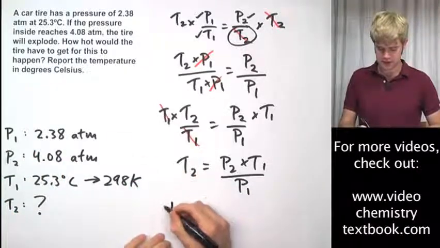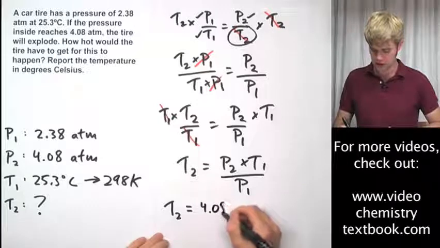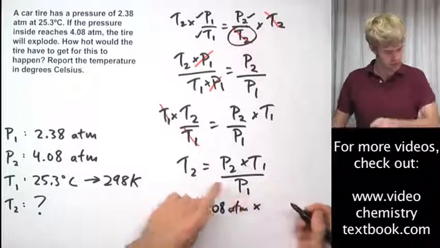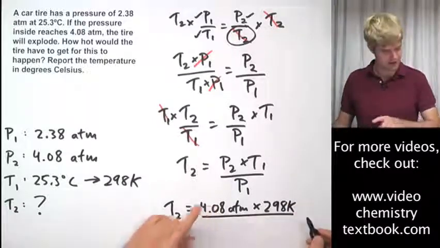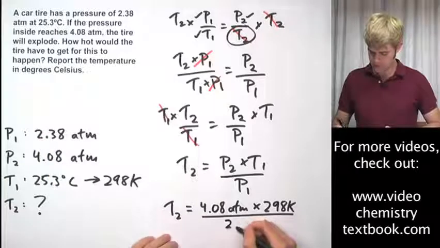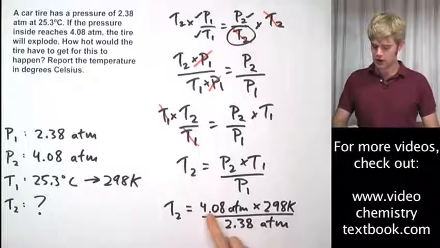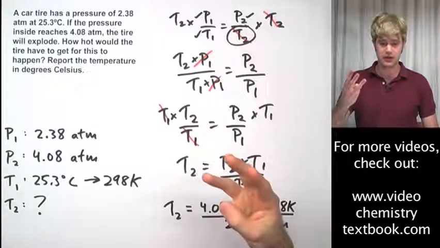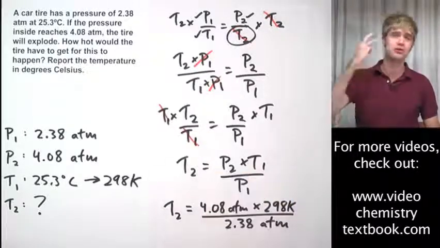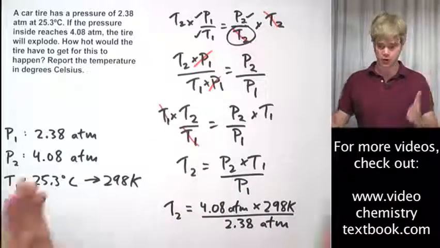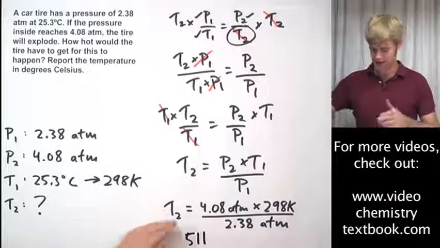So we'll do T2 equals P2, 4.08 atm, times T1, 298 Kelvin, and divide that by P1, 2.38 atm. Now notice that each of the numbers I'm putting in here has 3 significant digits. So when I put this into my calculator and do the math, I'm going to round the answer to 3 significant figures. And it turns out that after I round it, I get 511. What are my units?